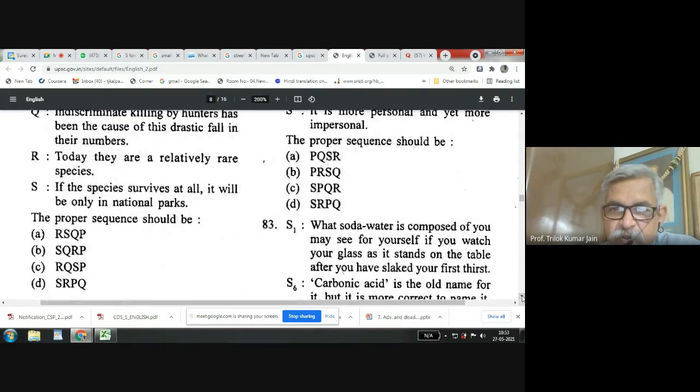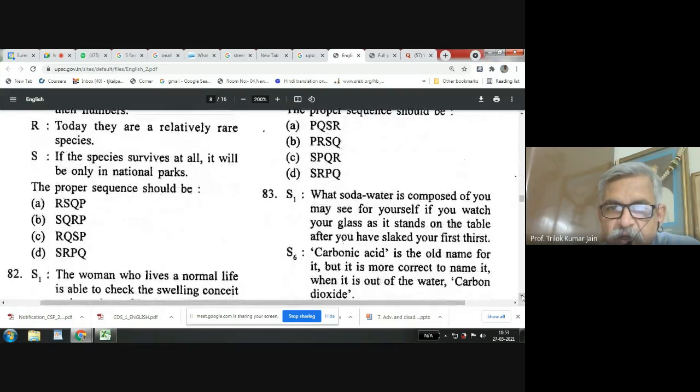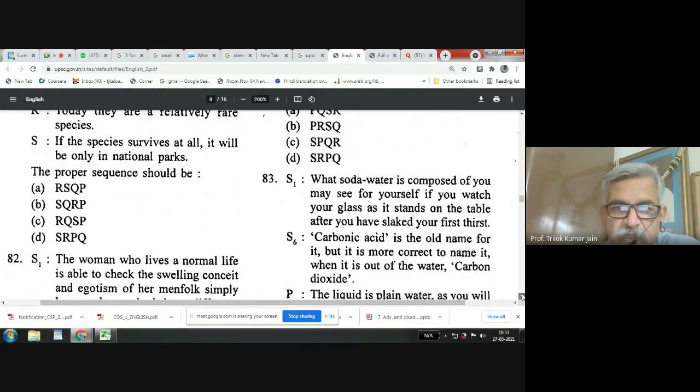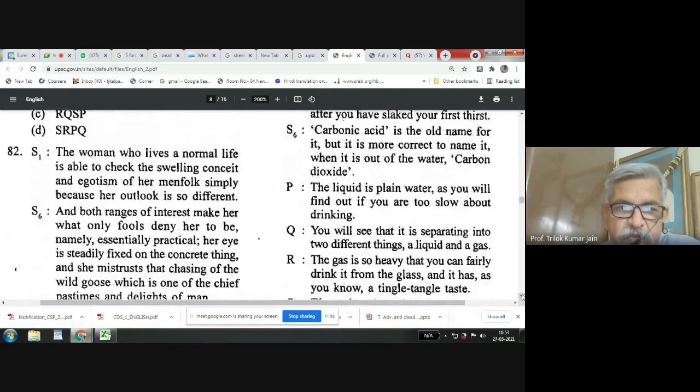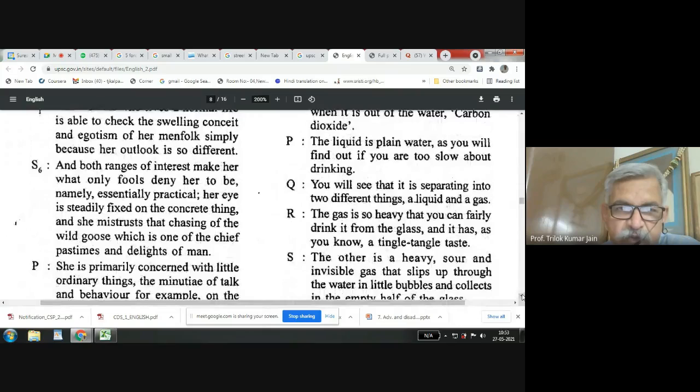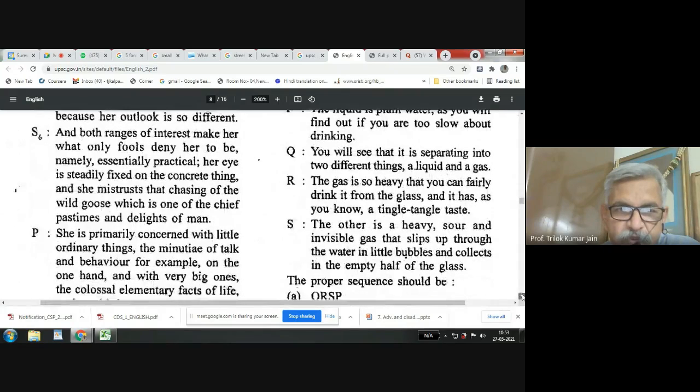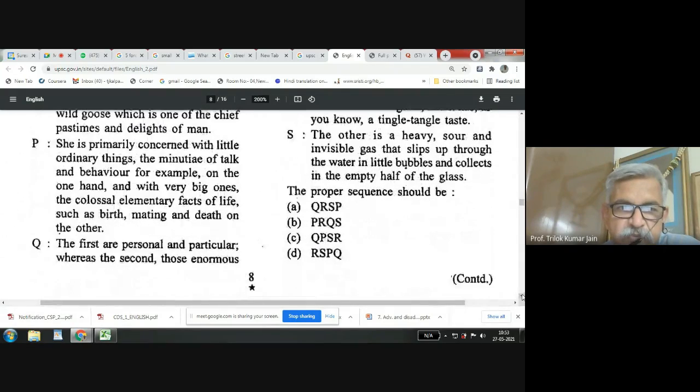So R and Q both are possible as of now. Now let us look at P, which connects well. The woman who lives a normal life is able to check the swelling conceit and egoism of her menfolk simply because her outlook is so different. She is primarily concerned with the little ordinary things of talk and behavior, for example, on the one hand, and with very big ones, the colossal elementary facts of life, such as birth, mating, and death, on the other.